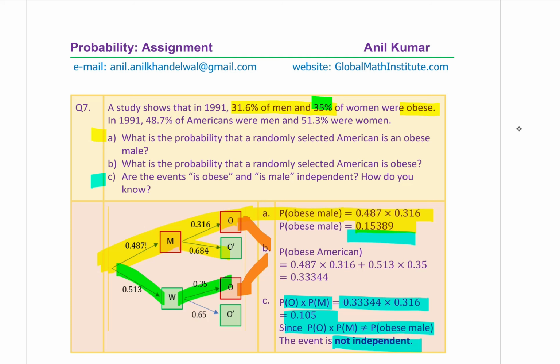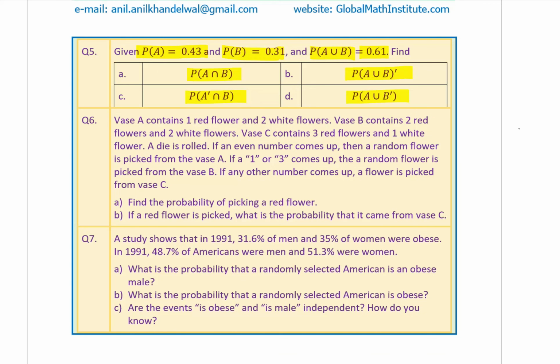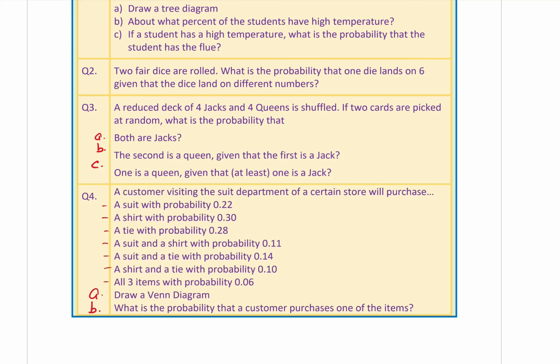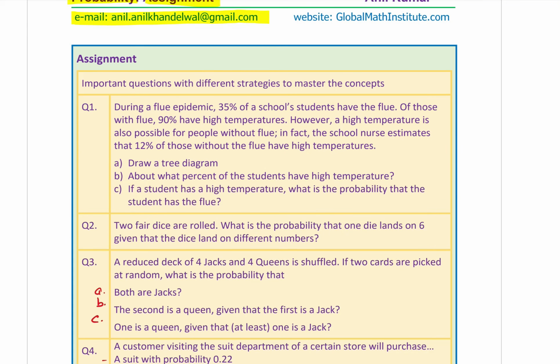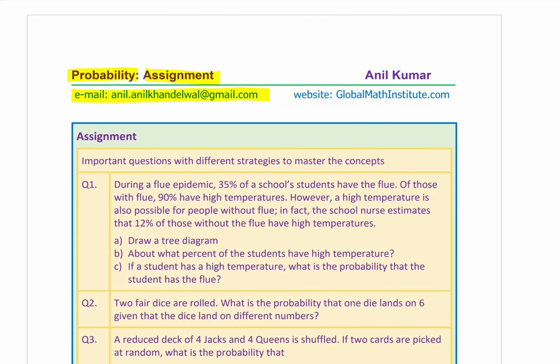So with that, we come to an end of our solution to the assignment, and I hope this really helps you to understand how to solve probability related questions, as we've done here in this particular video.